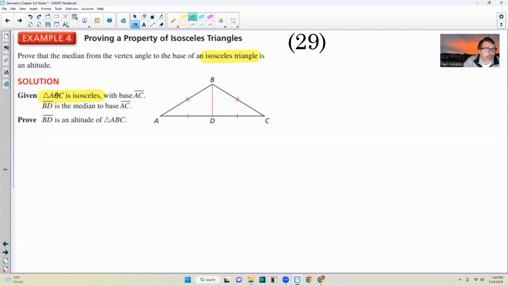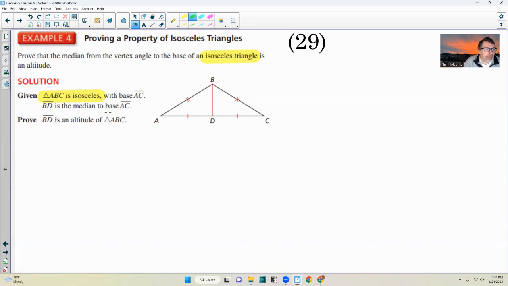In triangle ABC, B is the center letter, so let's call that our vertex. A, B, C: B is the vertex, and A and C are base angles. AC is the base. BD, therefore, is the median of base AC because the marks here show those two segments congruent. So BD cuts AC into two congruent pieces.